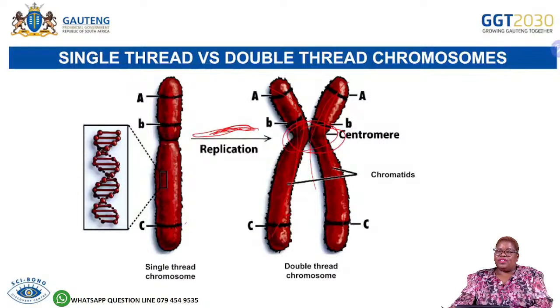So that is why I've said to you, you need to know how to draw and label the structure of a double thread chromosome, of a chromosome. So what makes the two differ? Single thread, that is before replication. After replication has taken place, you will have a double thread chromosome.